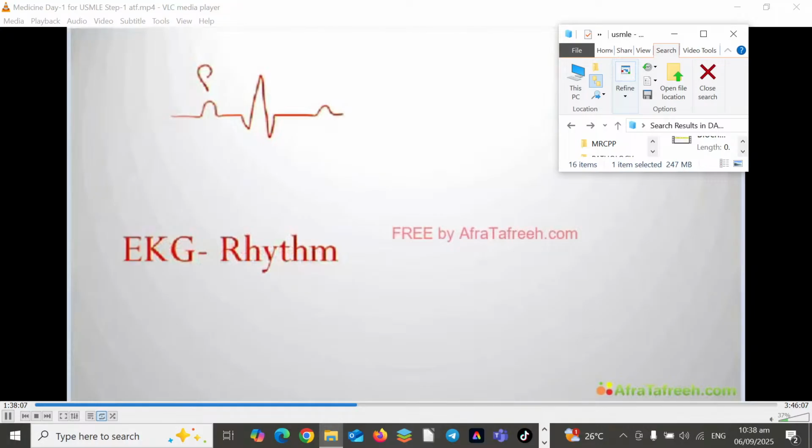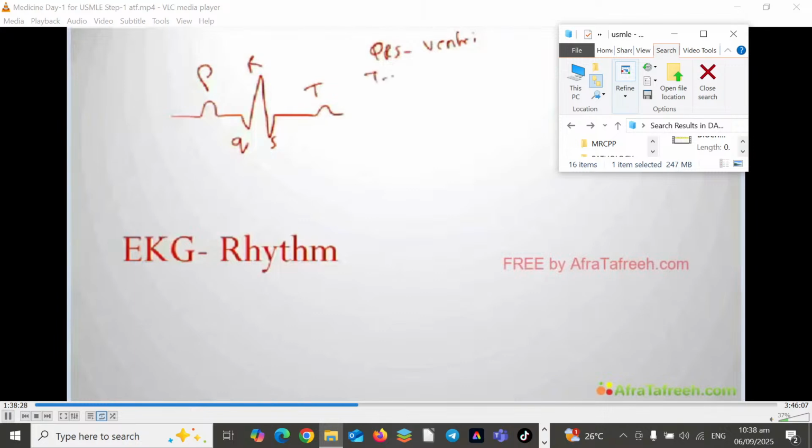Then you have the QRS complex. QRS complex is your ventricular activity. That is your ventricular activation and deactivation. That is what it signifies. And then you have the T wave, which is ventricular repolarization. T is repolarization. Now, when the various waves were being named, it was by convention.